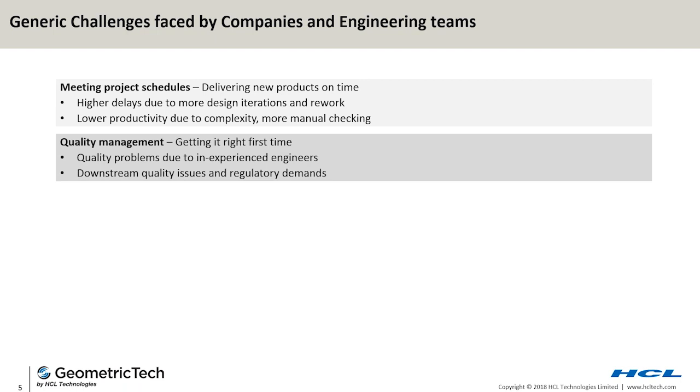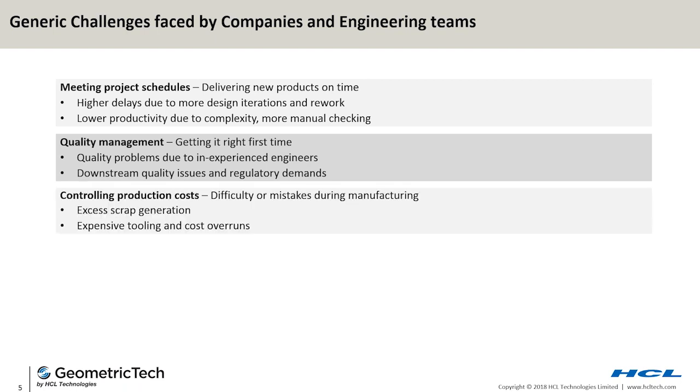Second important challenge that we have seen is in terms of quality management, which means how you get your designs right the first time. Now, I know it's easy to say that everybody should get their designs right the first time, but it becomes difficult when you're dealing with new engineers who have just joined the team. They have excellent mechanical backgrounds, but when it comes to creating designs suitable for manufacturability, organizations are facing a challenge.